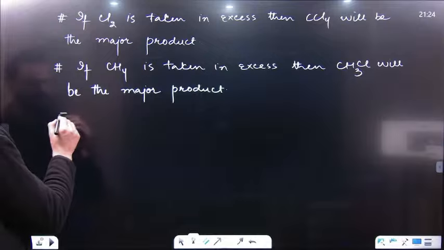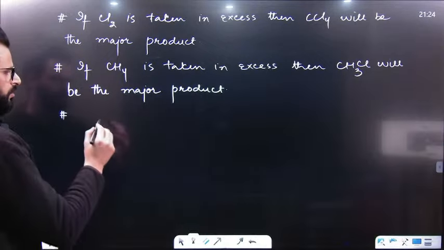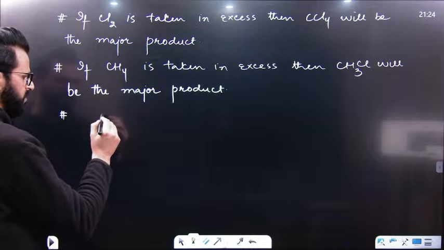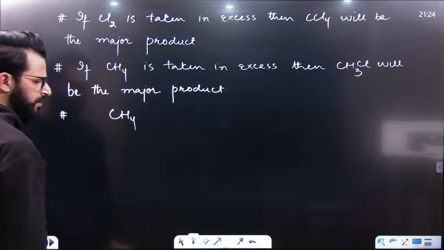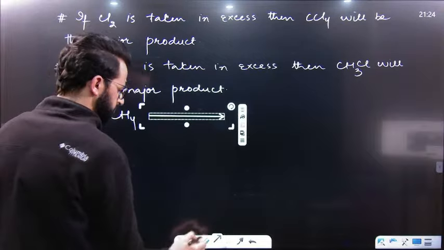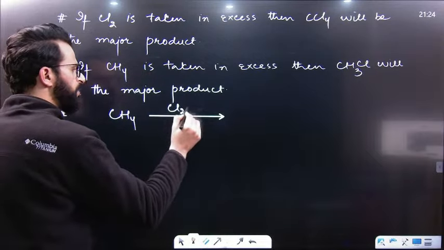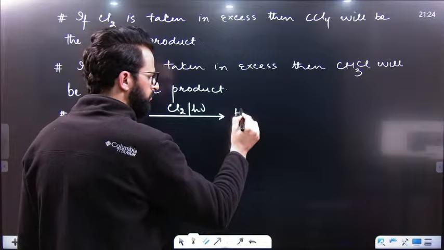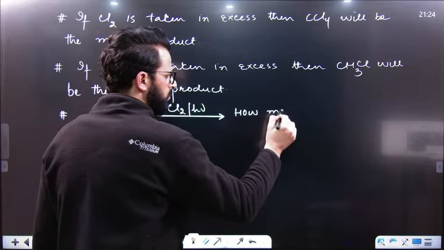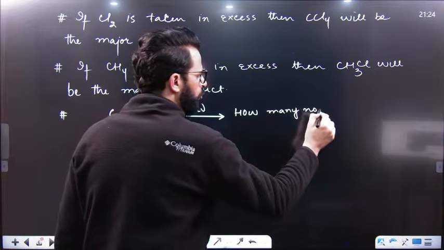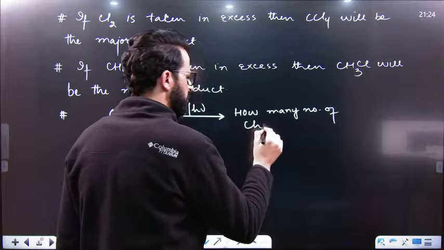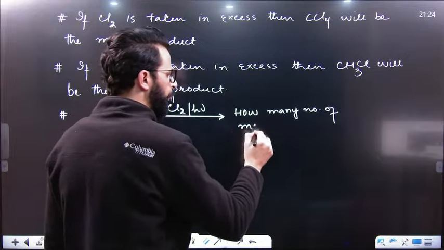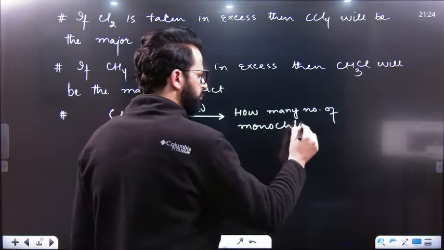After that, you must know one more thing. Say, for example, you are having a question like this. Methane upon chlorination in presence of light or heat results in how many monochloro derivatives? Number of monochloro derivatives.